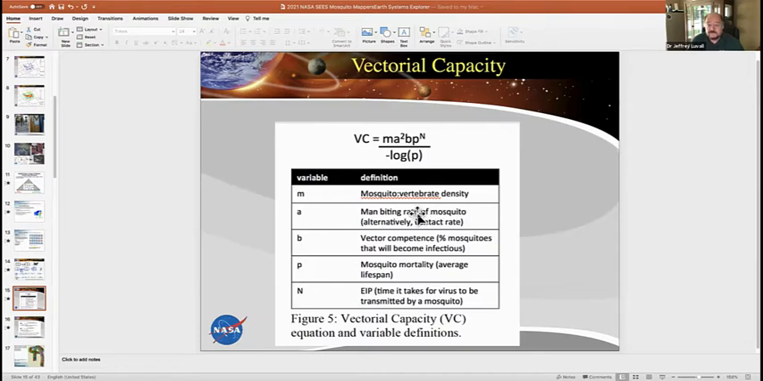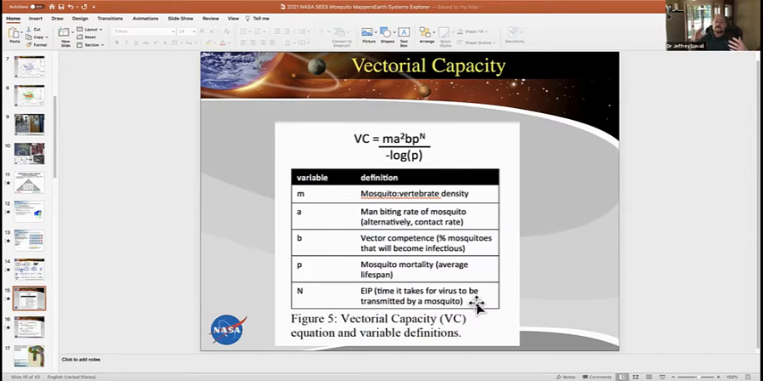How often does the population come in contact with the mosquitoes? There'd be a lot of mosquitoes, but if you stay away from them, they're not going to bite you. And, how many of the mosquitoes are actually infected? They're not all infected with that particular disease. And then, how long does a mosquito live? And this EIP time, how long does it take for a virus to be transmitted? Or it could be any other pathogen, for malaria by the mosquitoes.